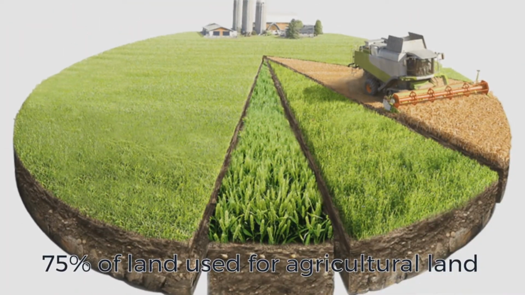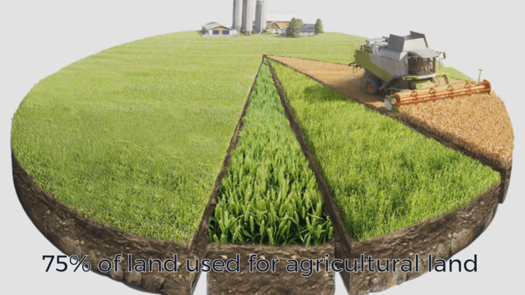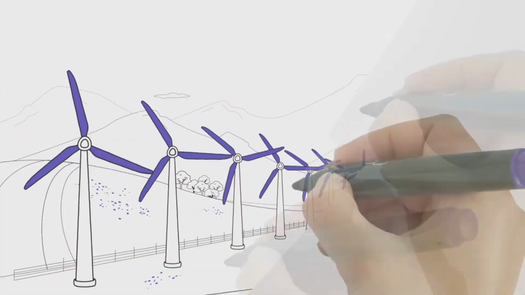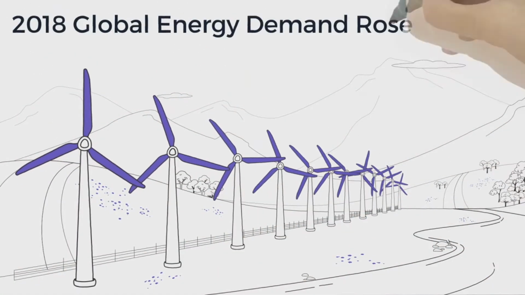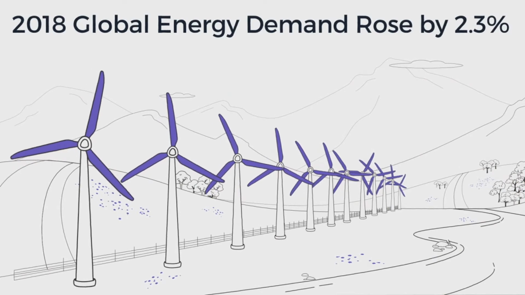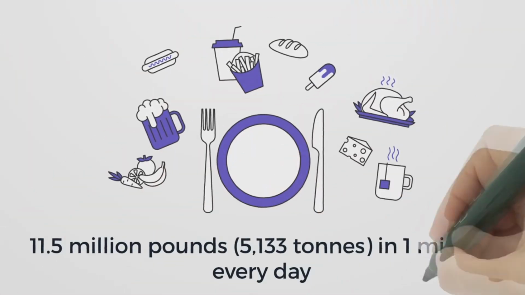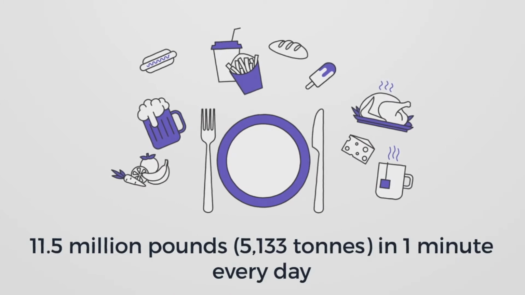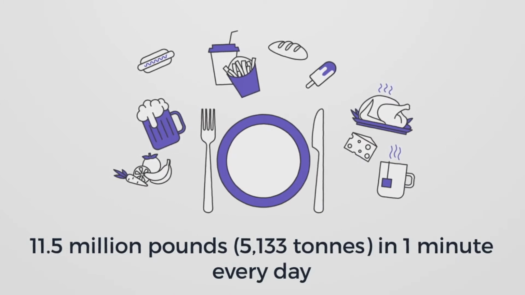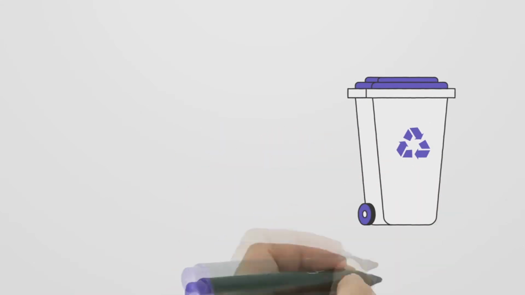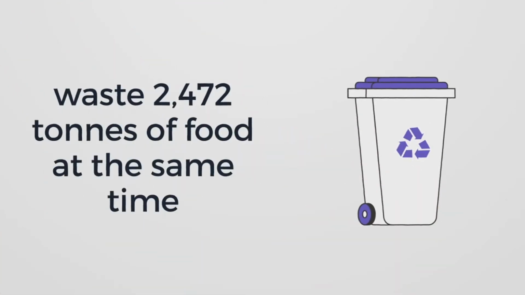75% of land is used for agricultural land. 2.3% of global energy demand rose in 2018. The world consumes 11.5 million pounds of food in 1 minute every day. Ironically, we waste 2,472 tons of food at the same time.